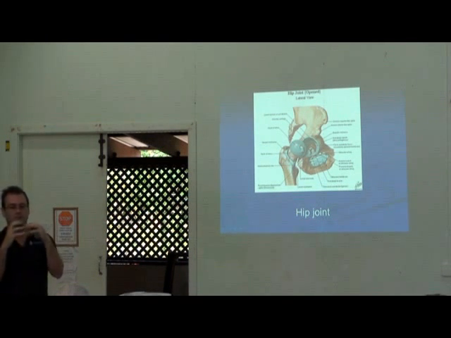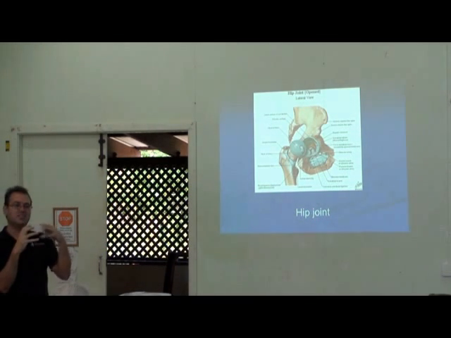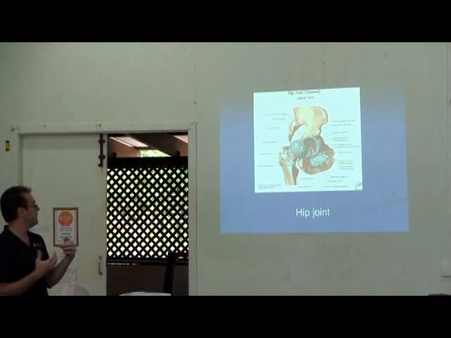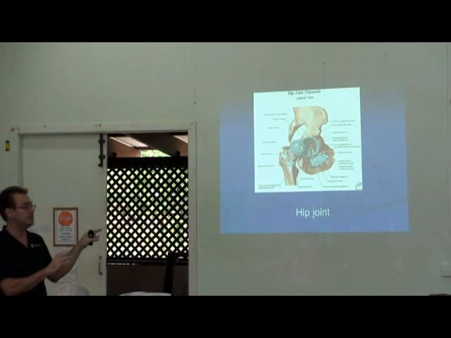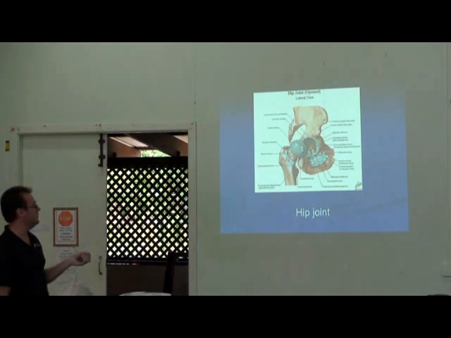Now, in the hip, there's a little bag or a labrum that comes out from the edge of that socket that deepens it to make it more stable. We see tears in those. So we see tears of the bag and we see disruptions of that articular cartilage. So they're the main things that people come in for.